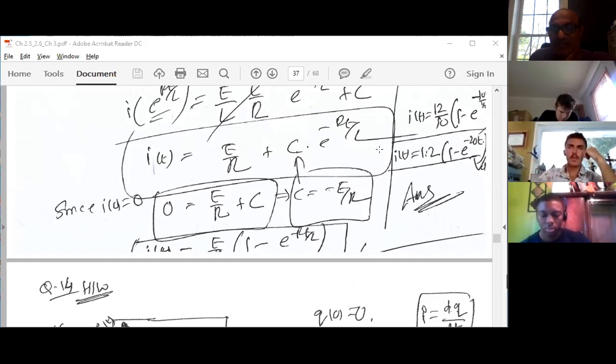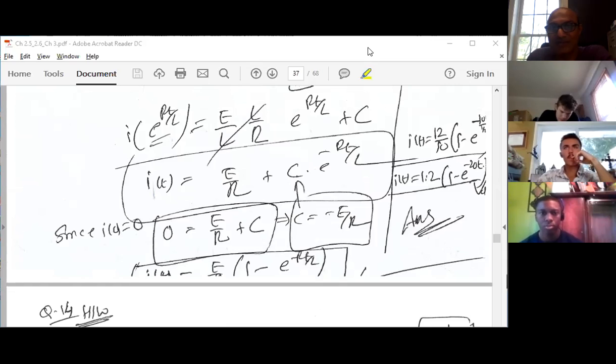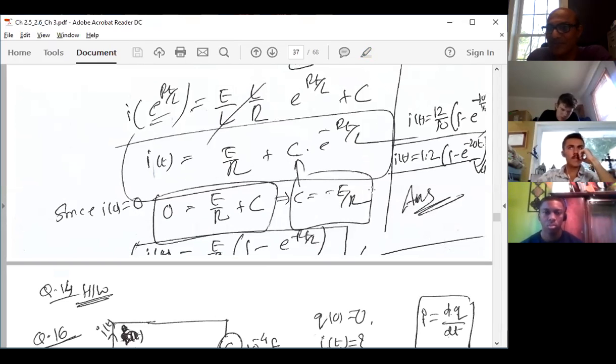So this type of practical problem can also be solved using a differential equation. Does it make sense? Any doubt in this first example, guys? No, sir. All of you are good? Yes, sir.